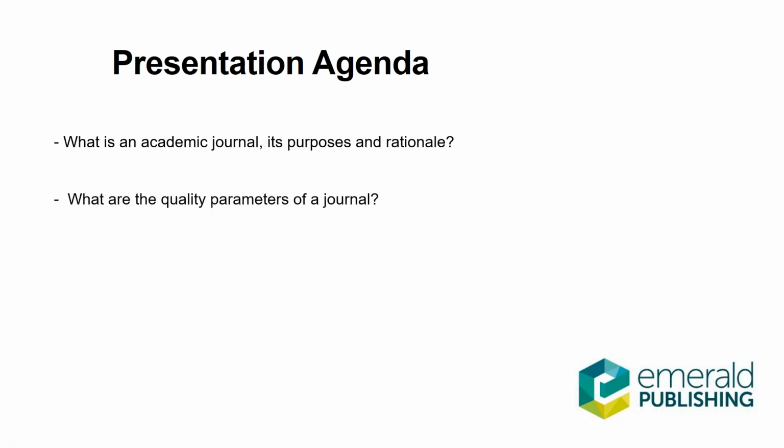Then, what are the quality parameters of a journal? By quality parameters, I mean how to assess the quality of a journal. What are those considerations that I should keep in mind when I'm going to select a journal for my manuscript, either a research paper, a concept paper, or a critique? What type of journals should I select, and what quality parameters should I take into consideration?